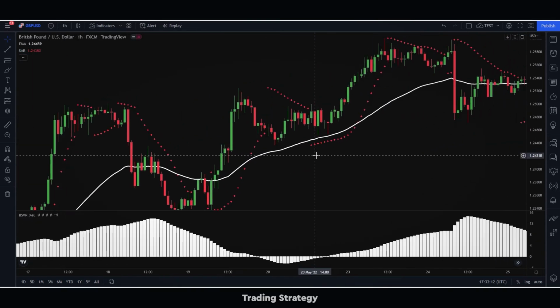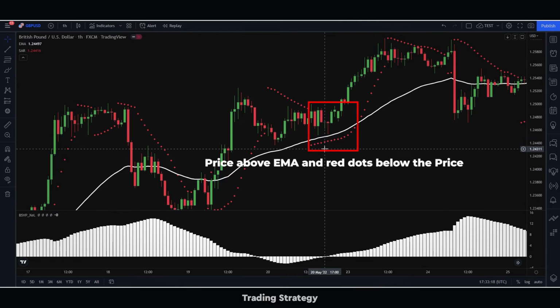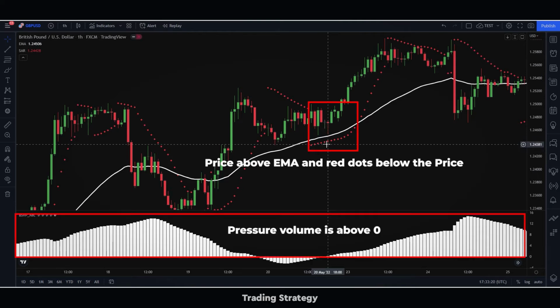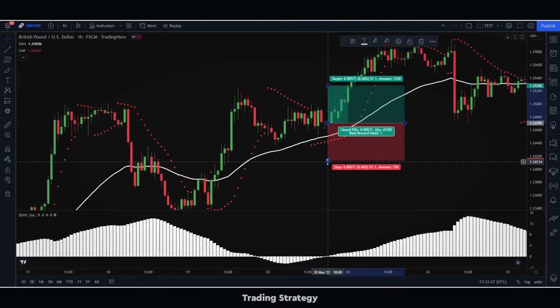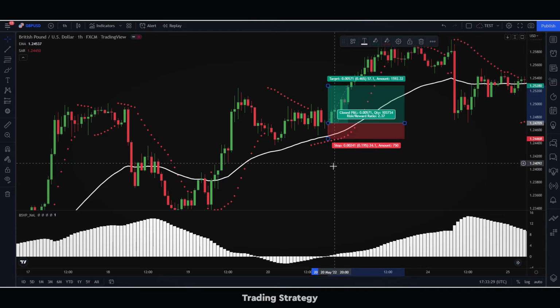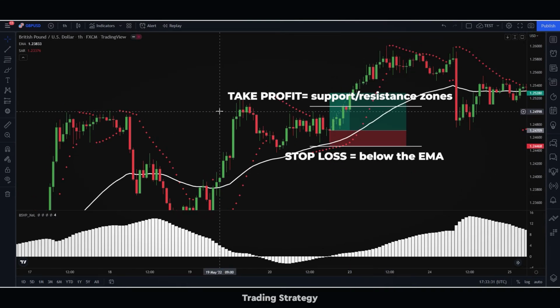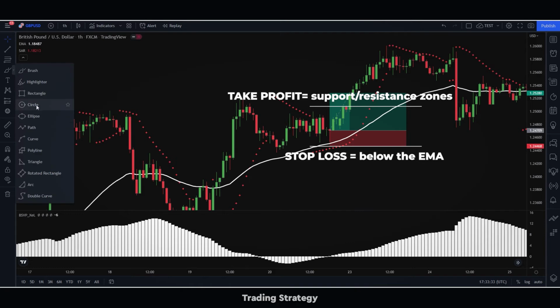The rules for making a buy trade are very simple. We will place a buy trade if the price is above the 48-period EMA, and the Parabolic SAR shows red dots below the price, and the pressure volume is above 0. We will place our stop loss below the EMA of 48 periods and our take profit in the most relevant areas of support and resistance, as long as we have a minimum profit.